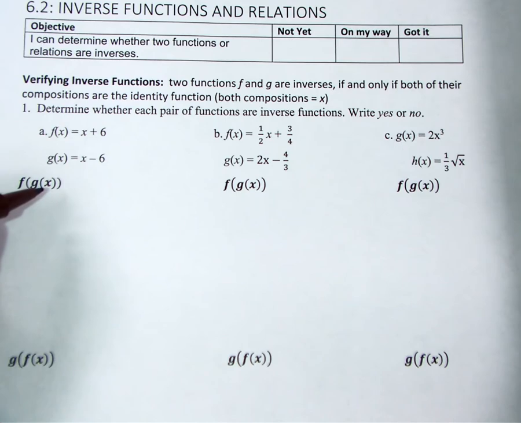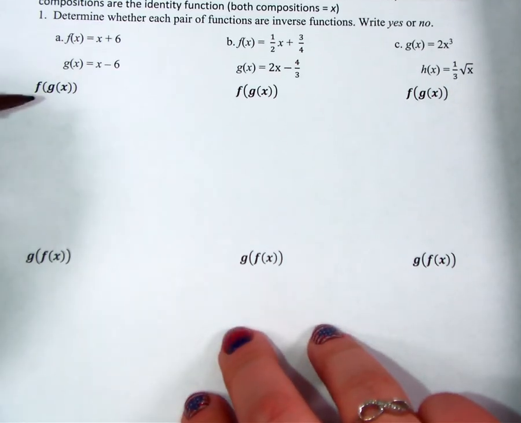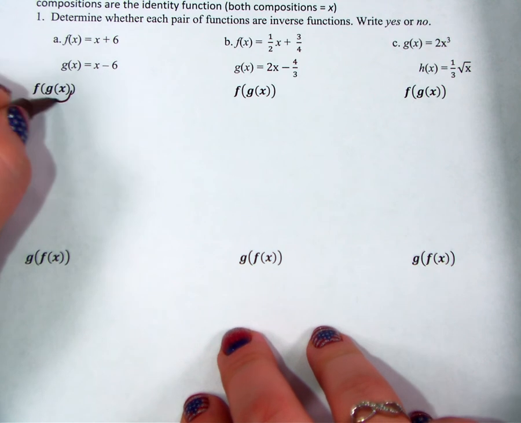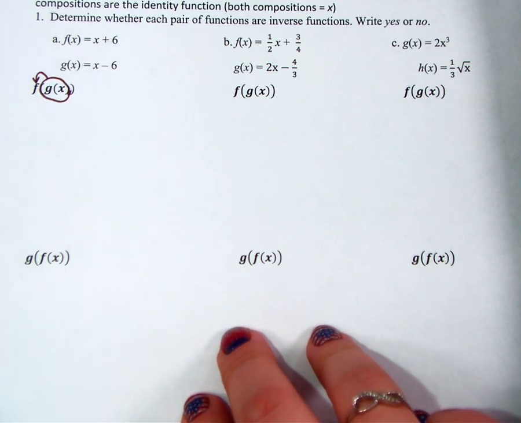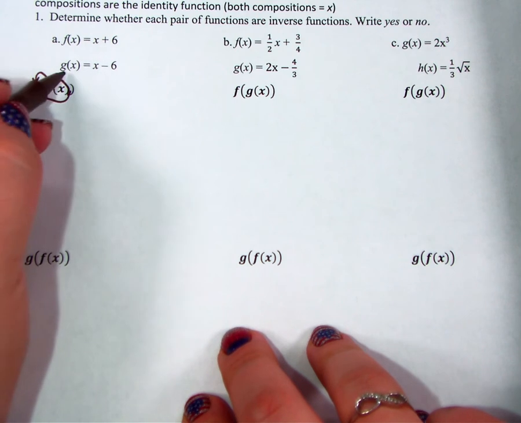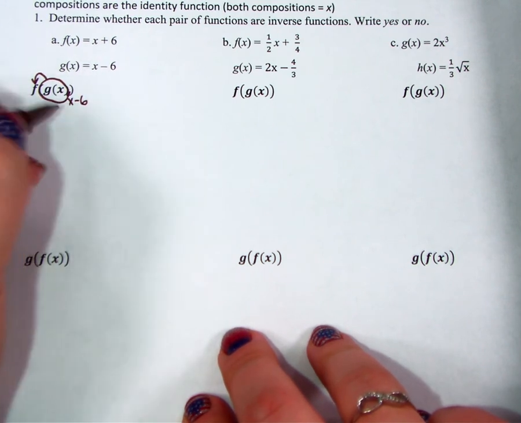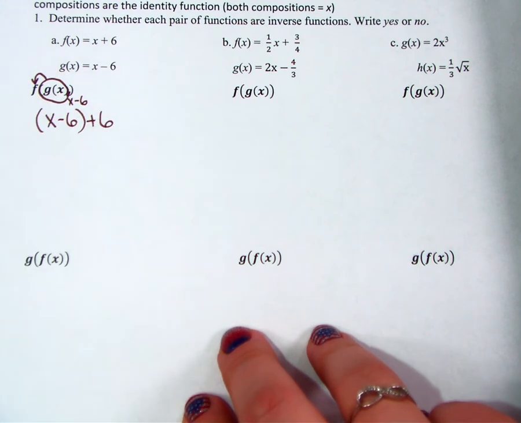Yesterday we learned about the composition of functions. We learned that we can take one function and put it in for x into the other function. In other words, we can do f of g of x, where we take the g of x equation and we put it in for x into the f equation. Just as a reminder, g of x is x minus 6. So I'm going to put x minus 6 in for x. So I have x minus 6 plus 6, which is just x.